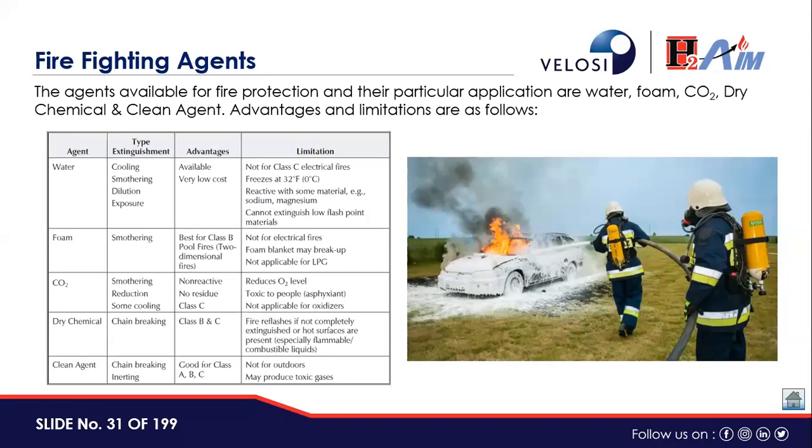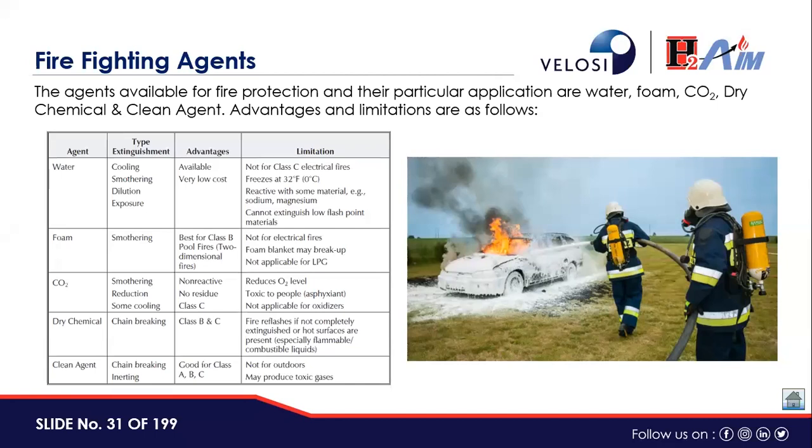Then CO2 is normally for electrical fires, reducing or eliminating the oxygen from the zone. It is non-reactive, non-residue, and good for class C, and reduces the O2 level, so it is toxic to people, like in a CO2 system. Or there could be a clean agent, which you normally use for power substations and control rooms. Some CO2 is good for substations, and clean agents are normally used in the control rooms.